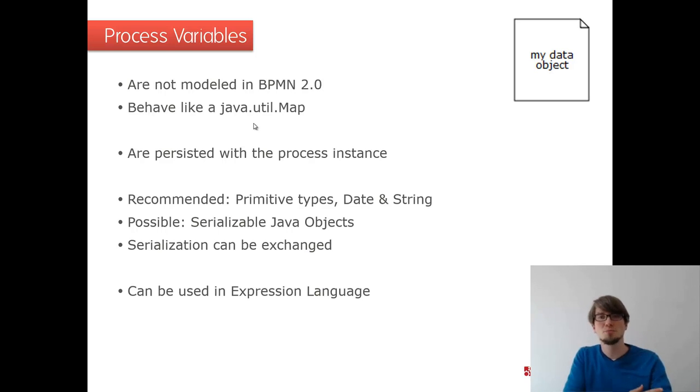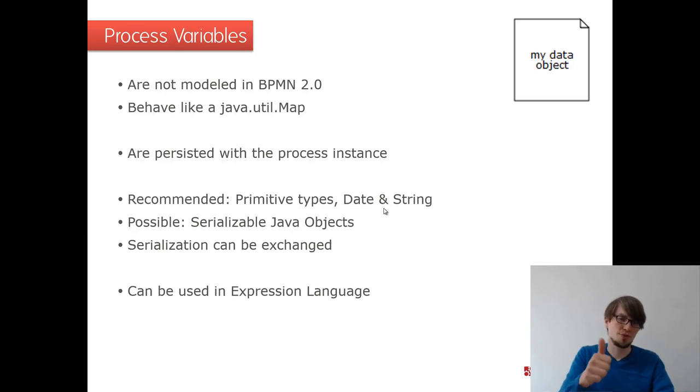You don't have to model input, output in service tasks or user tasks. Okay, the map is just there. The map is persisted with the process instance. So as soon as the process instance is stored in the database, you will see the data there as well. You can use all primitive types. You can use date or string. So we have own columns for that. So they are stored really in a relational database correctly. If you use other Java objects, it's possible if they are serializable. Then we store them as a byte array as a blob in the database. It's actually not a really good idea to do that. So if you can avoid it, better avoid it.